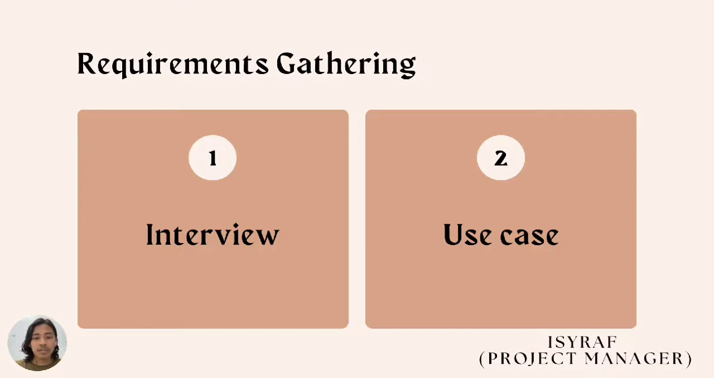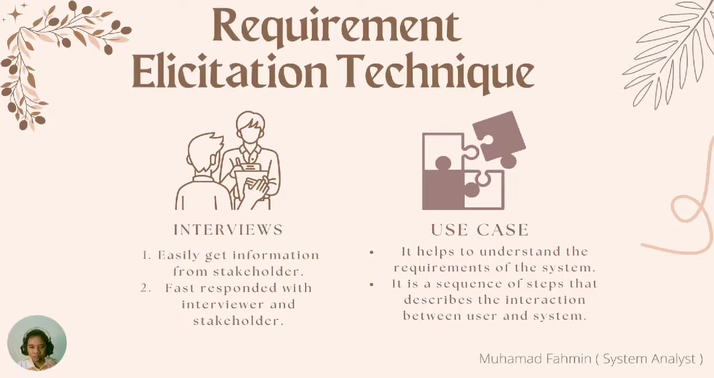Therefore, to help eliminate misunderstanding about the scope and functionality, there are two requirement elicitation techniques. The first technique is interview. The advantage of the interview technique is that it easily gets information from stakeholders and also gets a fast response between interviewer and stakeholder. The second technique is the use case technique. This is because it helps to understand the requirements of the system, and also it is a sequence of steps that describe the interaction between user and system.